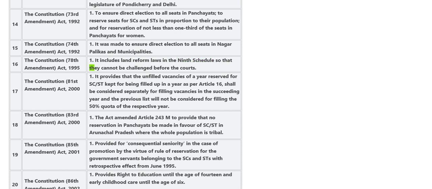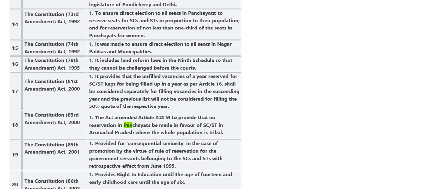16. The Constitution 78th Amendment Act, 1995. It includes land reform laws in the 9th Schedule so that they cannot be challenged before the courts. 17. The Constitution 81st Amendment Act, 2000. It provides that the unfilled vacancies of a year reserved for SC, ST, kept for being filled up in a year as per Article 16, shall be considered separately for filling vacancies in the succeeding year, and the previous list will not be considered for filling the 50% quota of the respective year.